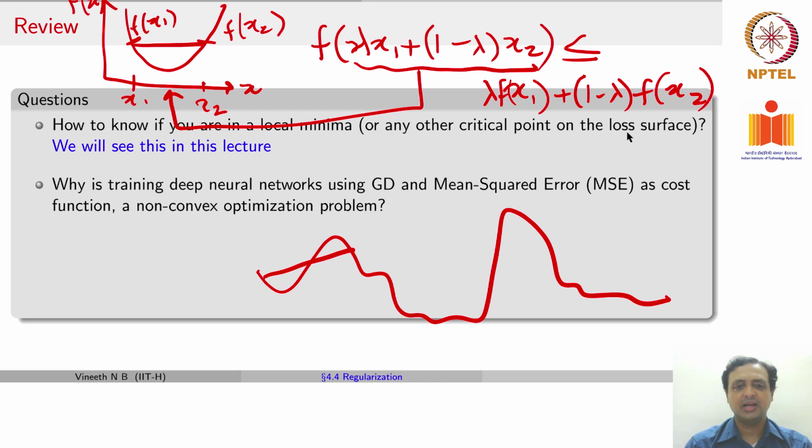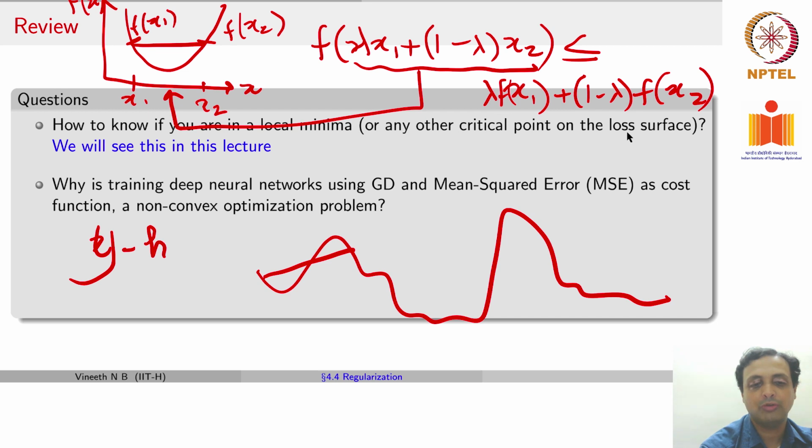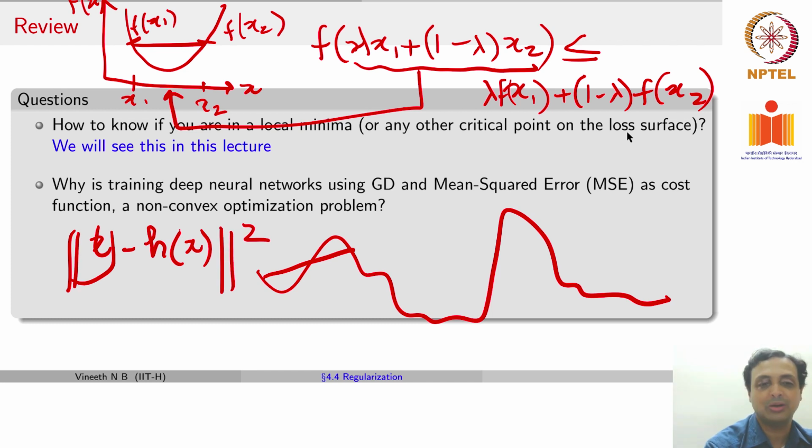Now let's come back to our question as to why is training deep neural networks using gradient descent and mean square error as cost function a non-convex optimization problem. One thing that you have to first understand here is the nature of the cost function mean square error itself. Let's assume that y was the label and h of x was the output of the neural network. Mean square error tries to minimize the square of these terms, and of course you take a mean.